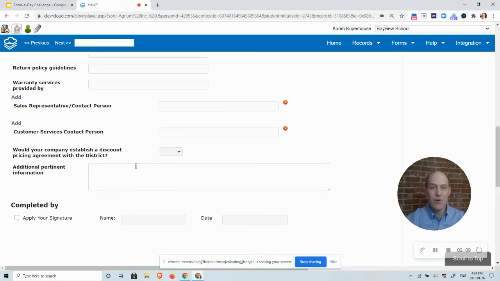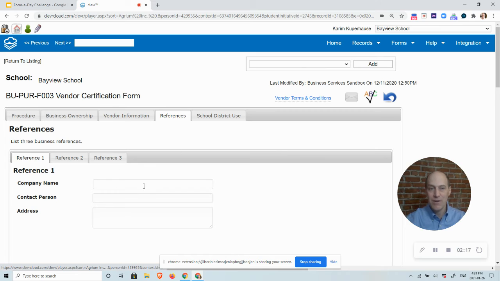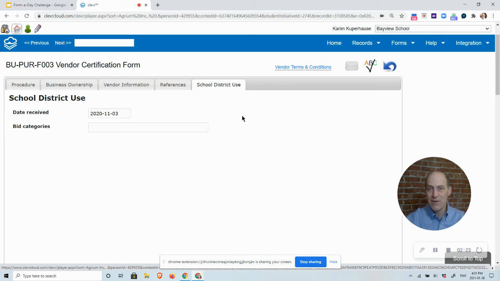And then at the end, of course, is the apply your signature, where the person will certify that this information is accurate. And then here they can put in some references, a second one, and then a third one. And then here, because we're in here as super administrators, we get to see what happens in the back end so that we can confirm the date that this was received and then put in the bid categories.